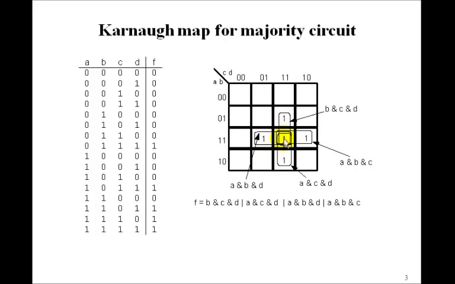So you see we can cover these with 4 circles, and this one is just going to be B and C and D. This one will be A and B and C. This one will be A and B and D. And this last one is A, B goes away, and C and D. Okay, so here's the logic equation.